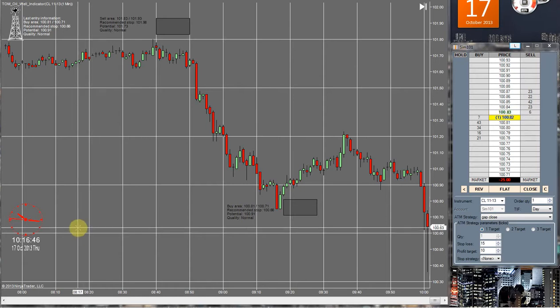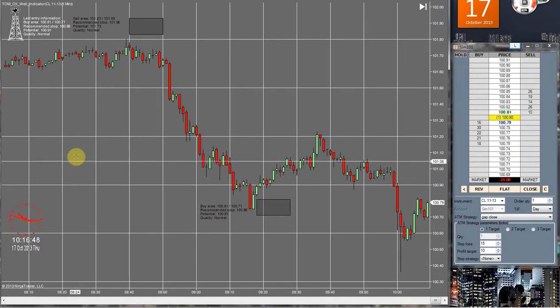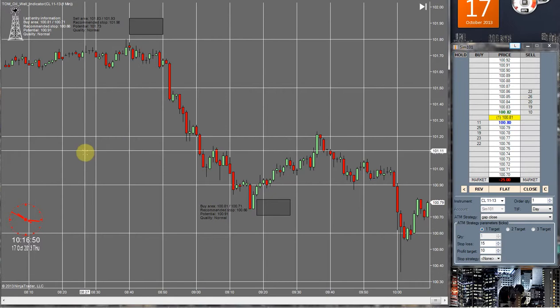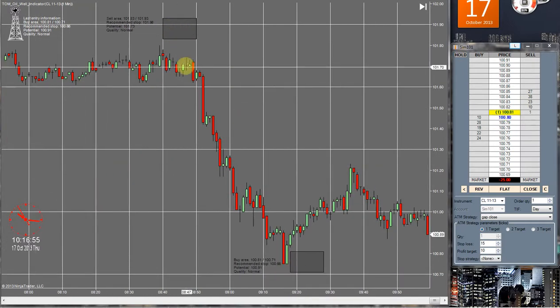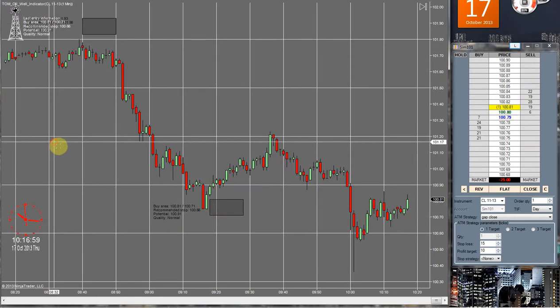Hey, today is October 17th. I'm going to look at testing out the oil well indicator. And as you can see here, we've had several boxes pop up, but the price never moved into them. So these were all no trades. We'll go back and take a look.